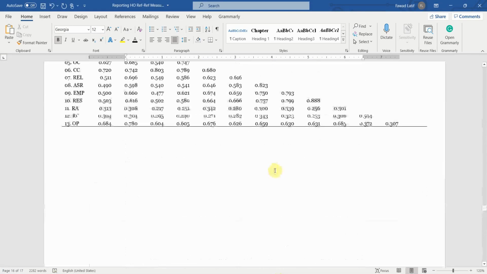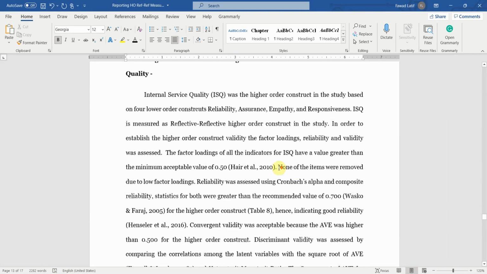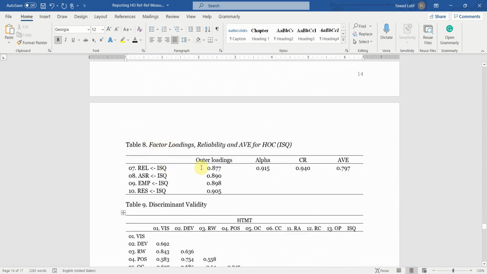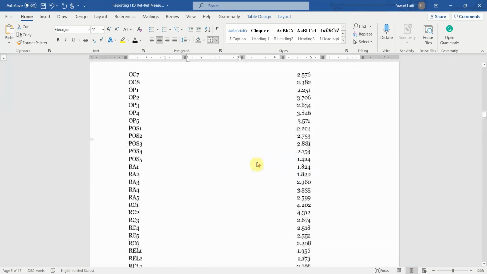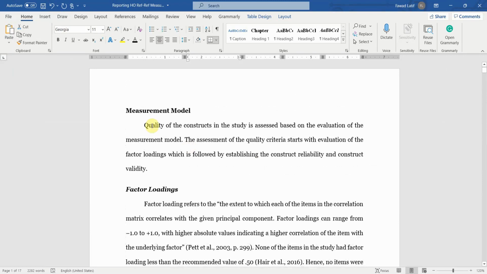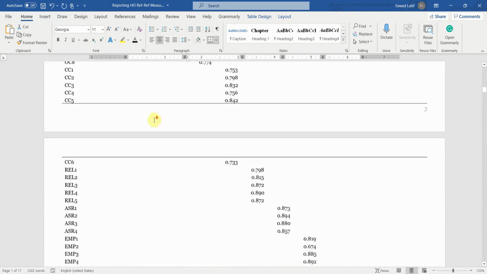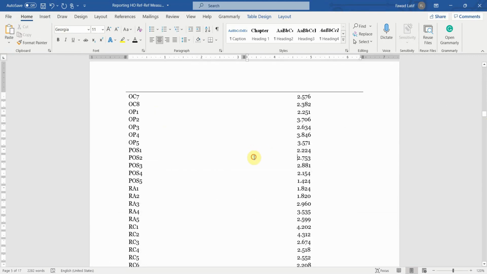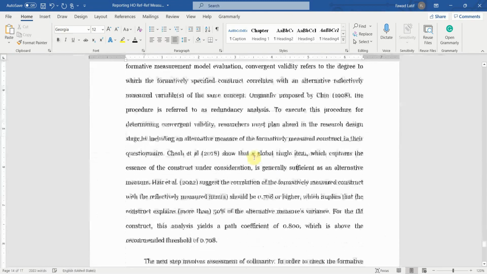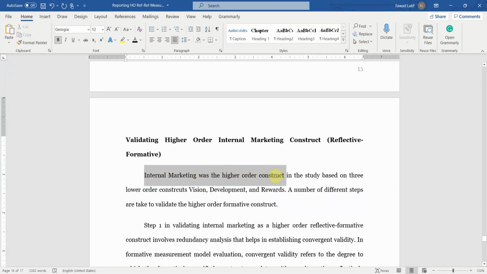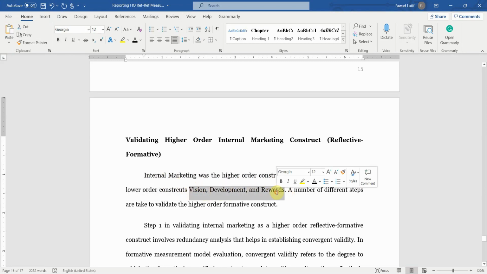A quick recap. This is validating a reflective higher order construct. Again, the procedure remains the same. You have to have your loadings, alpha, CR, AVE, and HTMT. And these were the results based on the validation of all the lower order constructs. That is your first step: we validate all the lower order constructs. Now going back to the objective of this session, that is validating the higher order construct, internal marketing. Internal marketing was the higher order construct in the study based on three lower order constructs, that is vision, development and rewards, and at lower level they were reflective. A number of different steps are taken to validate the higher order formative construct.